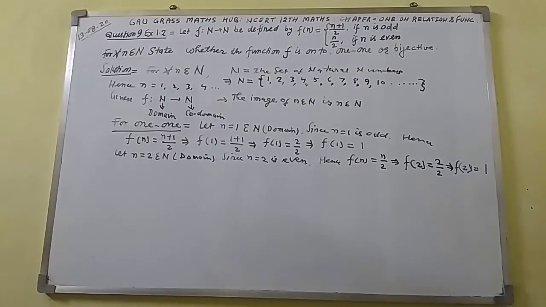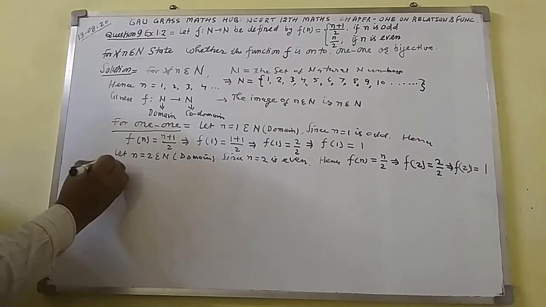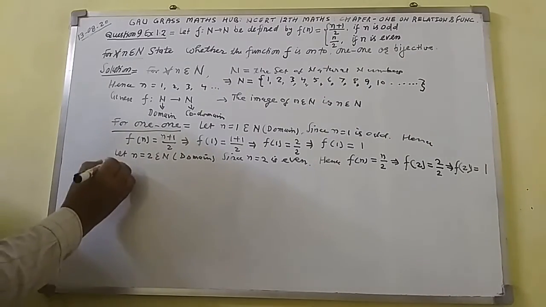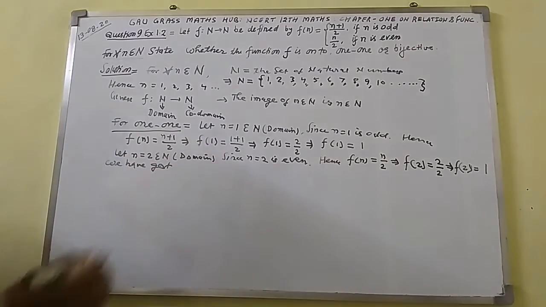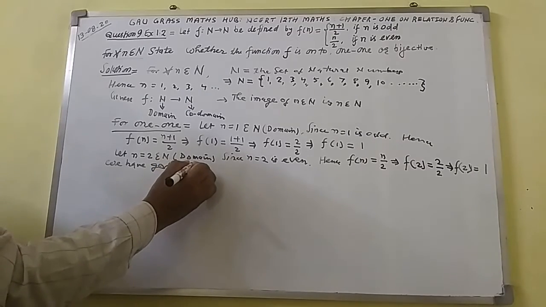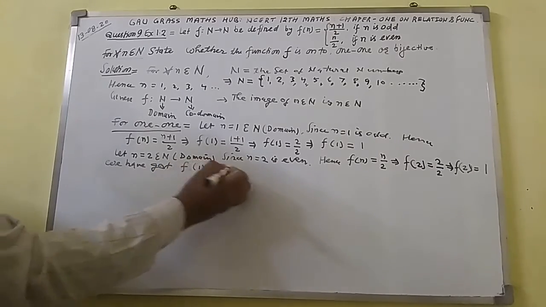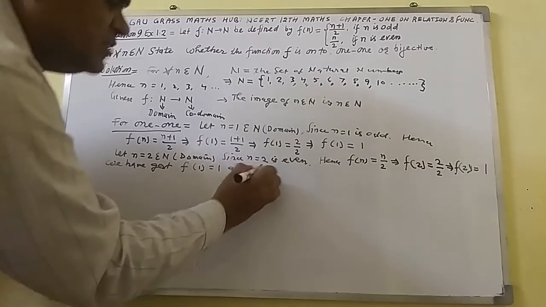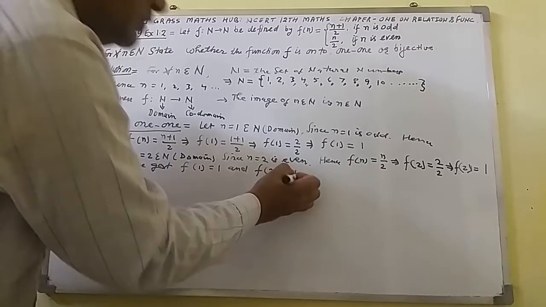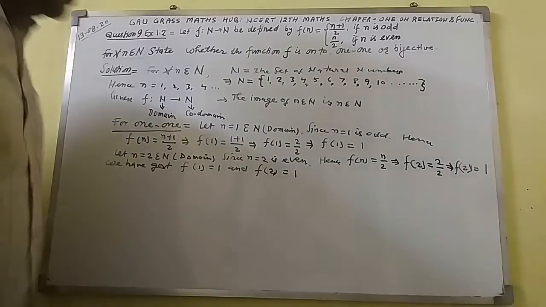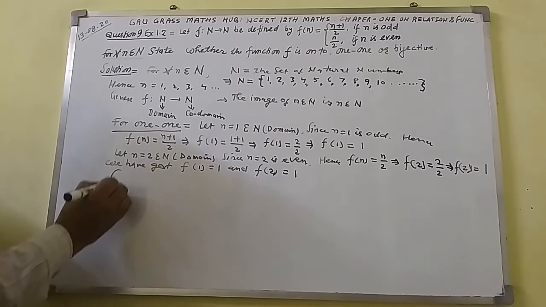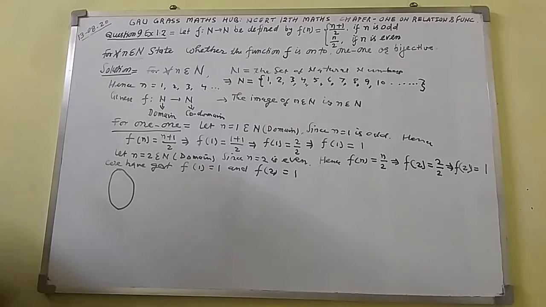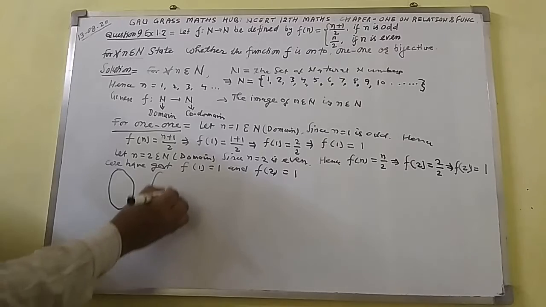So here, if you make the figure, you have got image of 1 is 1 as image of 2 is 1. So if you make the diagram of this one, you can make the diagram like this. Here I am going to make the diagram. Here you can see the diagram.